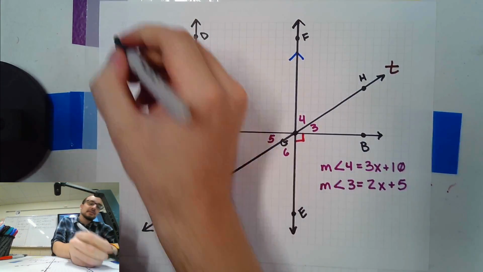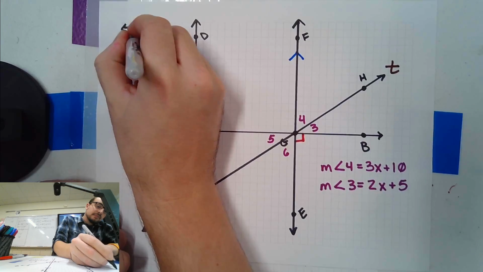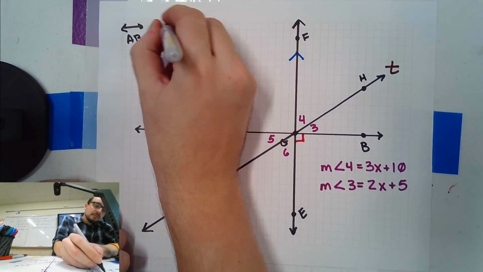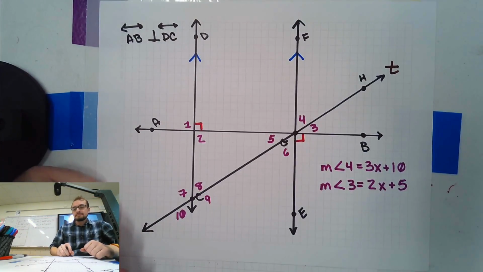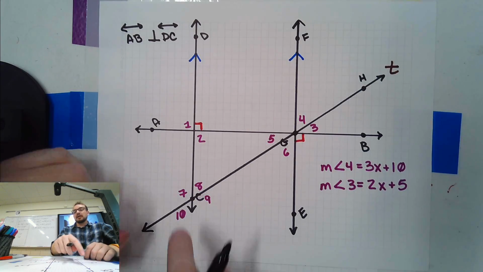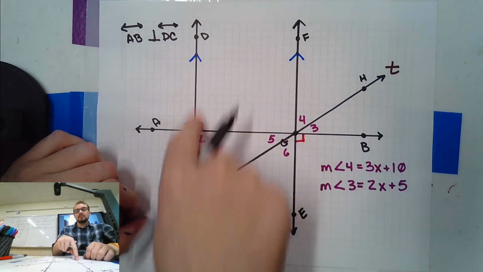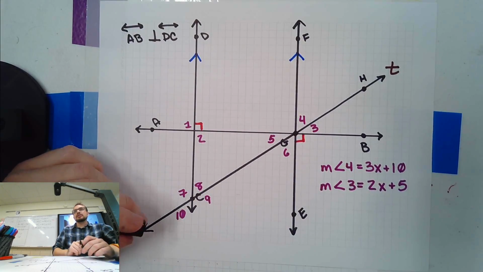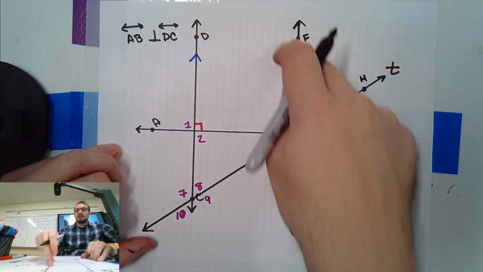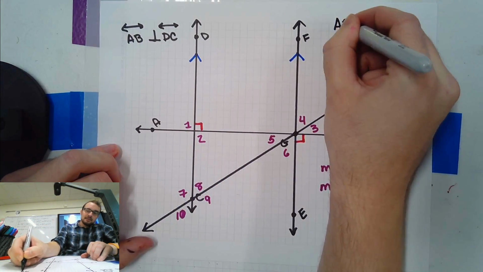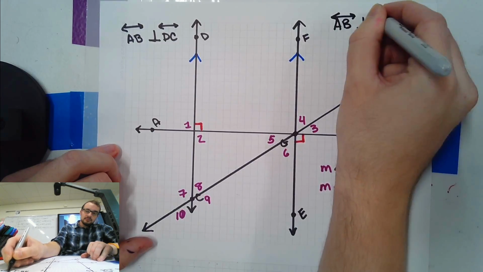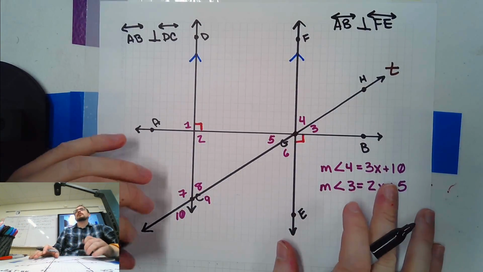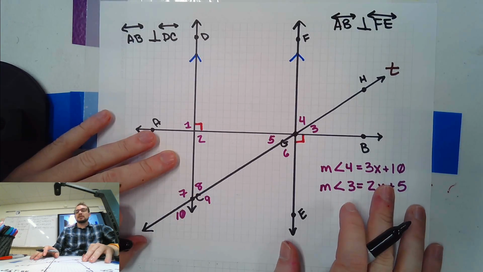So how I'd write that is this. Line AB, perpendicular, that's a perpendicular symbol, line DC. What other two lines are perpendicular? What other ones hit at 90? We got AB and DC, 90 right here. Where else do you see 90? AB and FE. So I'm going to write that. Line AB is also perpendicular to FE. Again, blowing anybody's mind so far? I'll try harder. No yawning in math class.